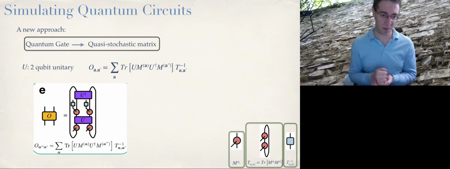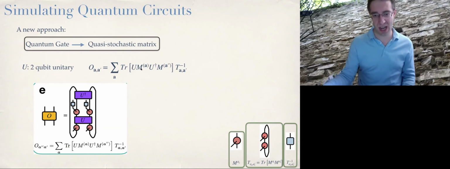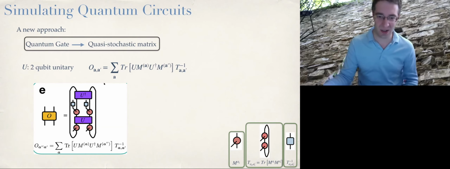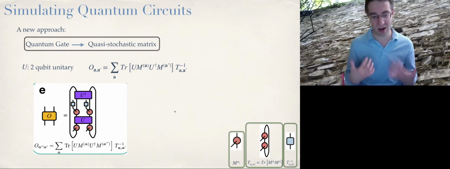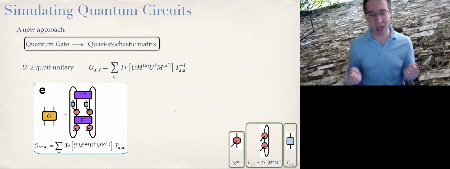That quasi-stochastic matrix is sparse. Again, if you're an expert in quantum information, this is the right formula with the MPOVM bases. This is the tensor network diagram that gives it to you. If you're not, it doesn't matter. Quantum gate goes to sparse matrix.